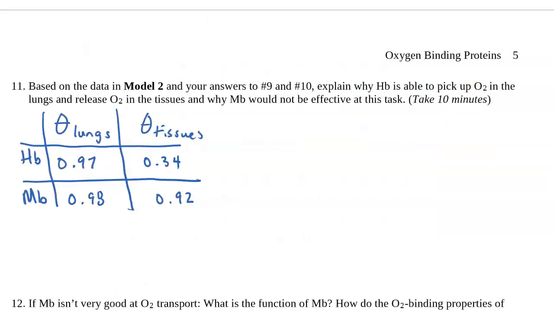Did you write your sentence? I haven't written mine yet. I'm going to give you one more chance to write yours, but I did sum up the results in this little table. Hemoglobin 0.97 fractional saturation in the lungs versus 0.34 in the tissues. Myoglobin 0.98 saturation in the lungs versus 0.92 in the tissues. If you haven't written a sentence, pause it and give it one more shot, and my sentence will appear in a few seconds.